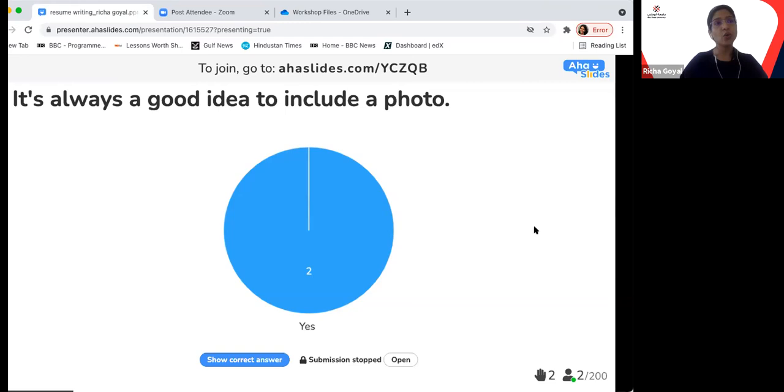All right. So this tells us that a resume is a bit subjective. You know, it really depends. There's no objective right or wrong. You have to keep in mind the context. You have to keep in mind the country where you're applying. And keeping that in mind, you can either add your photo or keep it out of the resume.